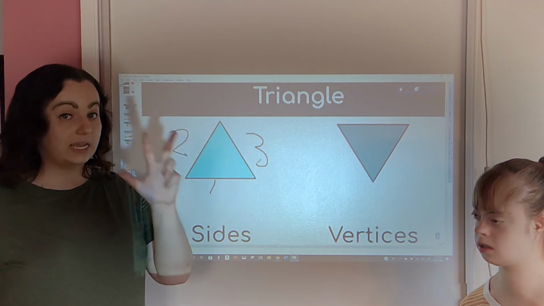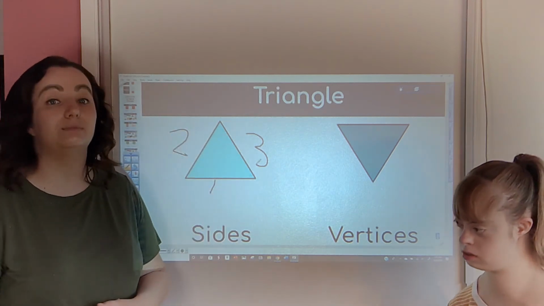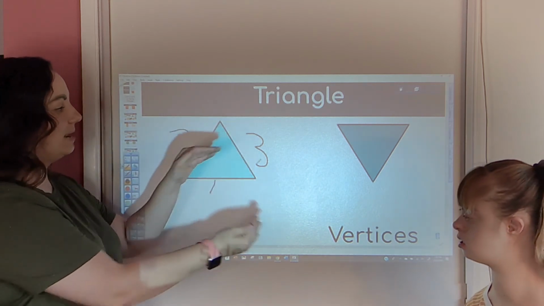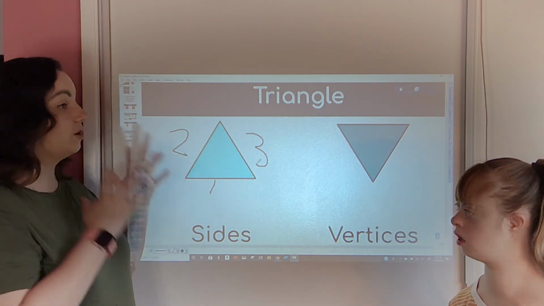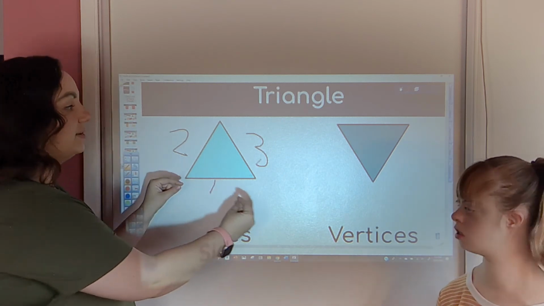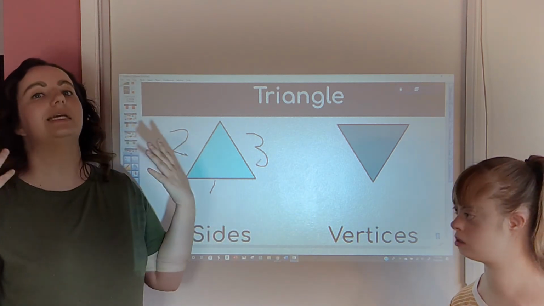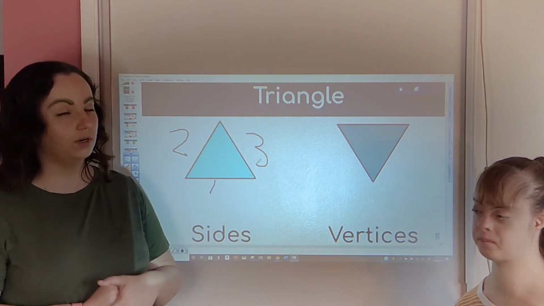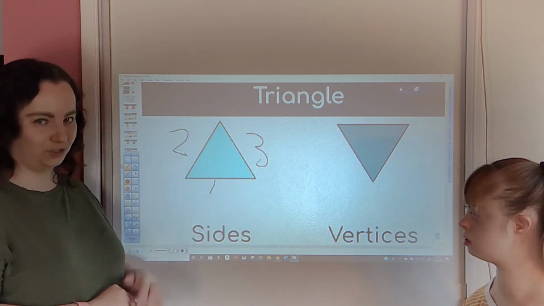Triangles have three sides. Now, these sides don't have to all be the same size, okay? This triangle happens to be pretty much the same size on each side or measurement, but triangles, as long as it only has three sides, it's usually a triangle. Maybe one side's longer, one side's shorter. If it's only three sides, it's a triangle, okay? I want you to kind of be aware of that before you do your learning packet. Three sides, any size, is a triangle.